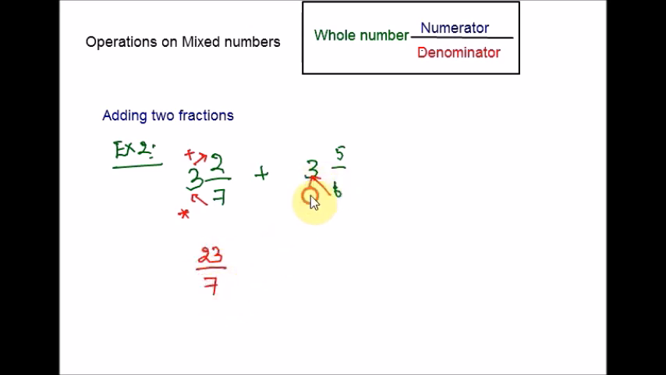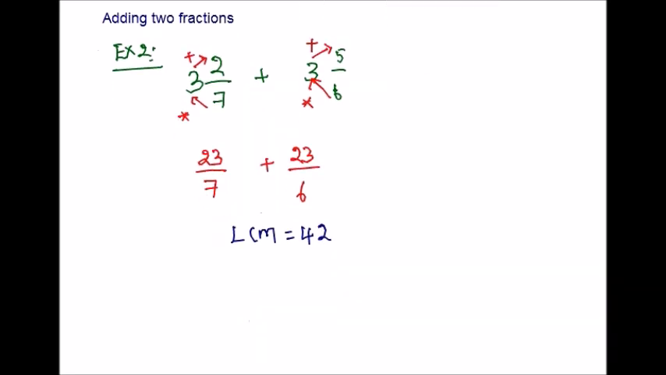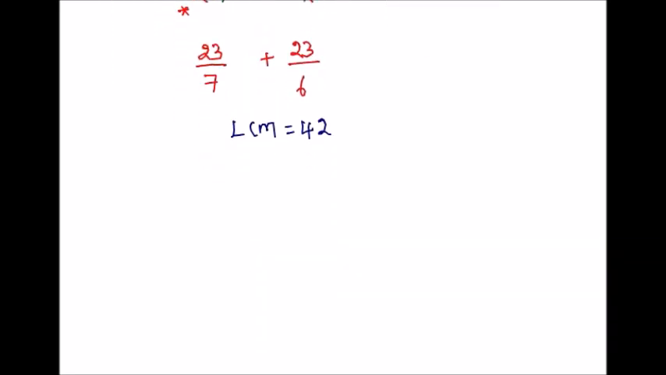6 times 3 is 18. 18 plus 5. Since the denominators are not the same, we are going to make them the same by finding the LCM. LCM for 7 and 6 is 42. So we need to make the denominators equal to 42. Let's find the equivalent fractions.